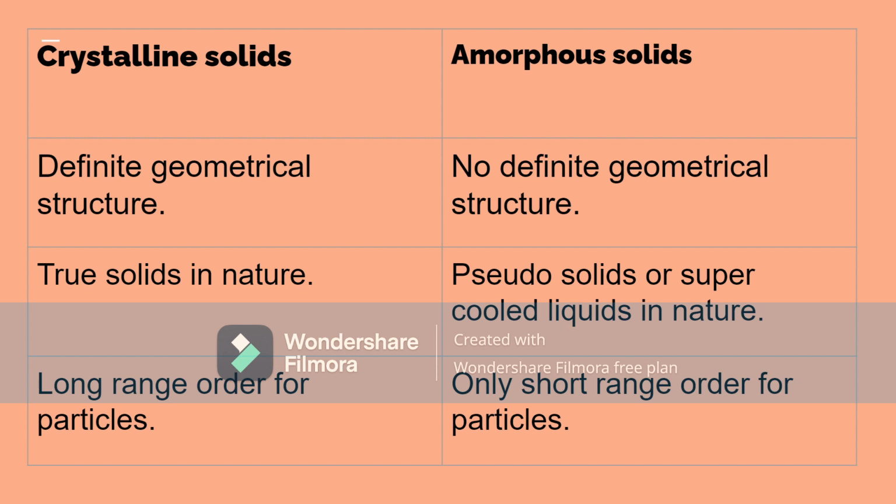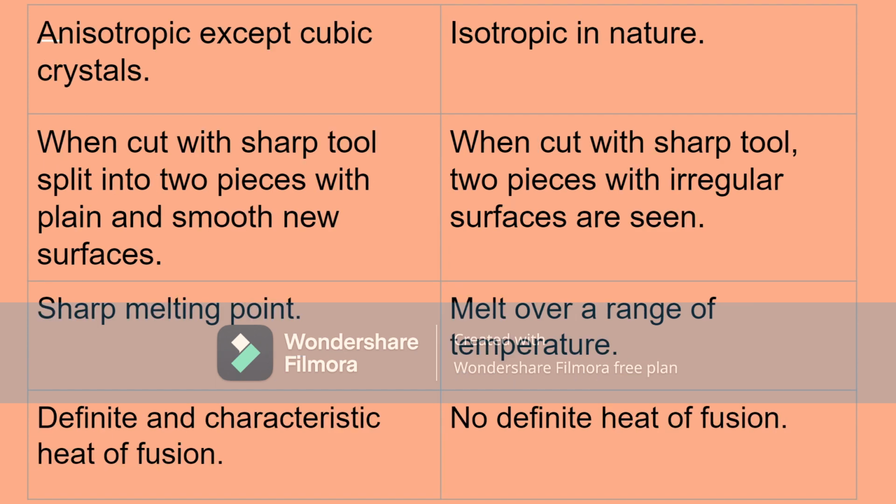Next, crystalline solids have long range order for particles. We already discussed what long range order is: a regular repeating pattern of arrangement of particles over long distance. Whereas in amorphous solids, long range order is absent, only short range order is present.